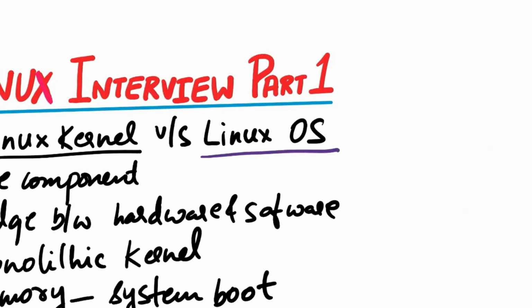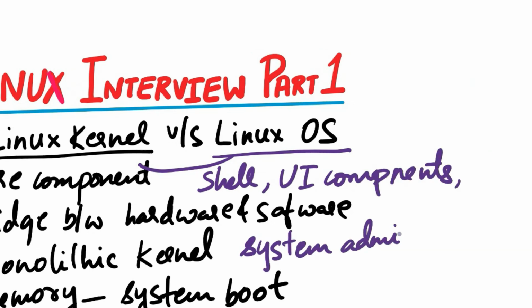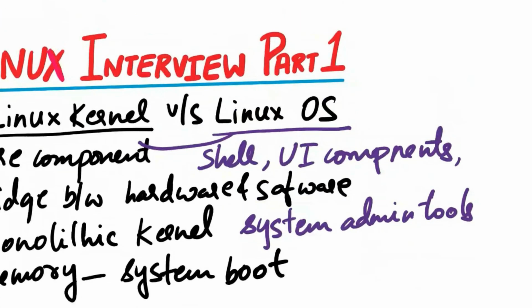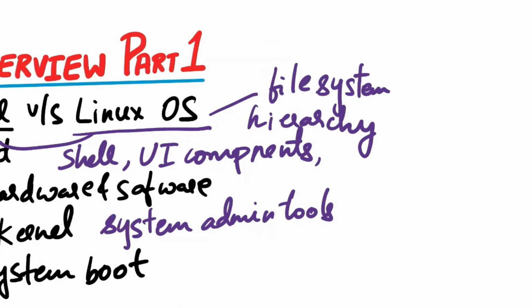The Linux OS consists of the Linux kernel along with various system libraries, utilities, and applications that provide a complete environment for user interaction and software execution. So, the operating system includes the shell, user interface components, system administration tools, and other software that allows users to interact with the system. The operating system also includes the file system hierarchy, which organizes and manages files and directories.